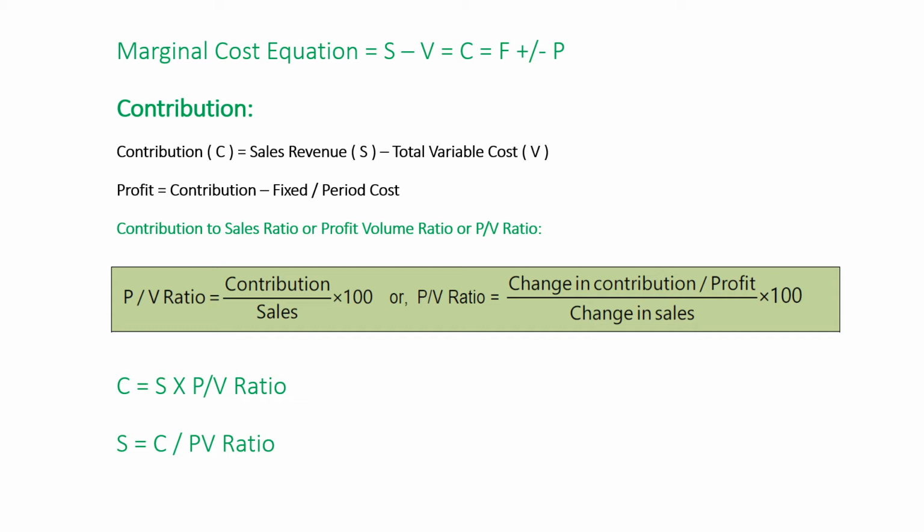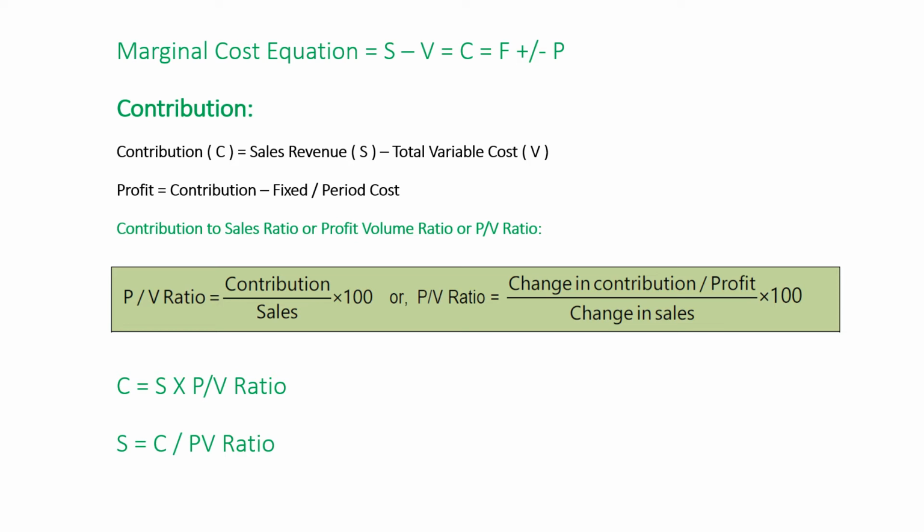Suppose there are two levels of output and we have to decide which level is more optimal for us, then we have to calculate the change in contribution profit ratio. That means, suppose we are producing 100 units and we have to produce 150 units, then what is the PV ratio at 100 units? What is the incremental PV ratio for 50 units?